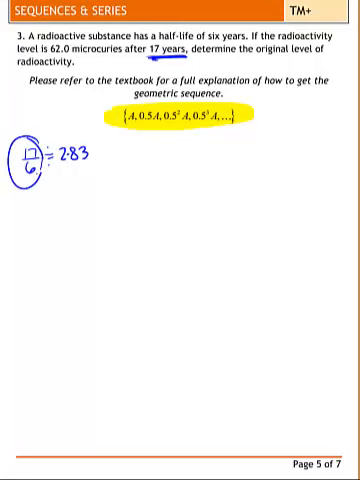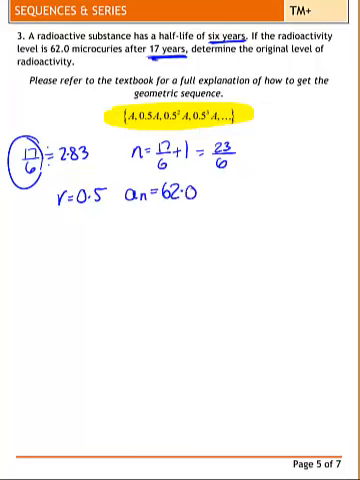Now if you're wondering why I've gotten 17 over 6, its half-life is 6 years. When I want to think about the number of terms, I have to include A1. So my number of terms is going to be 17 over 6 plus another 1, which gives me 23 over 6. The same reason as what we've just been showing, I need to include that first term. My r is 0.5. My An is my 62 microcuries, because that's what I want it to be. And I want to know what its original level was, so what that A1 was.